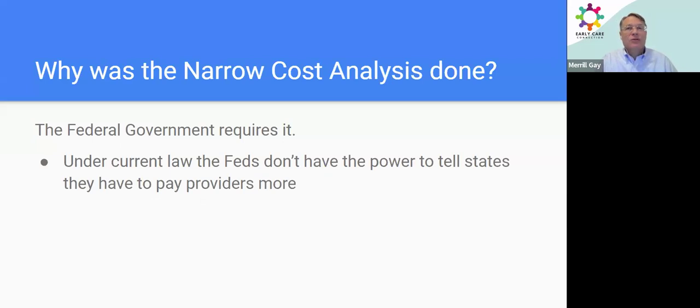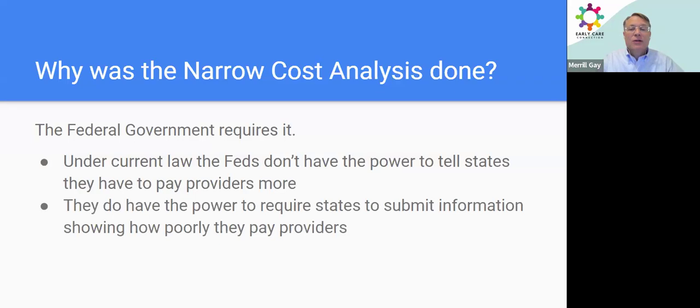Their power in all of this comes from a block grant program. So in the Head Start program, the federal government has a lot of say as to how the program is run. But in a block grant program, the federal government says, here's a bunch of money and here are the basic guidelines on how to use it. And you have to submit a plan to us every 2 years to tell us how you're going to use it. So while they don't have the power to tell states how much they have to pay providers, they do have the power to require states to submit information about how poorly they're paying providers. So for years, that was based on the market rate.